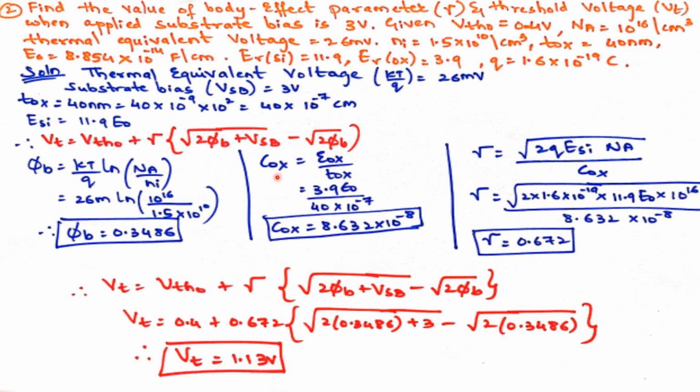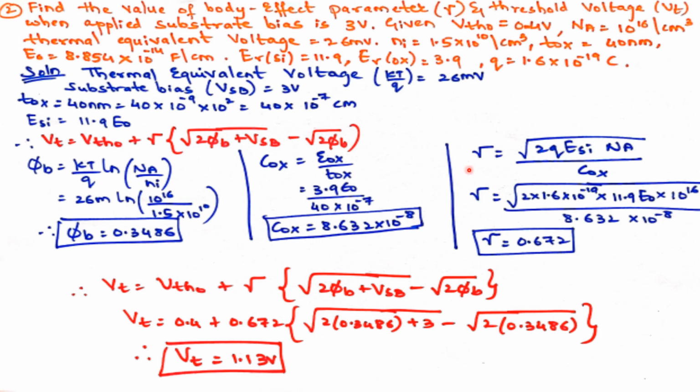Oxide capacitance Cox is given by Eox by Tox. Eox is 3.9 times of epsilon naught. Thickness is given as 40 into 10 raised to minus 7. So once simplified, oxide capacitance is 8.632 into 10 raised to minus 8.